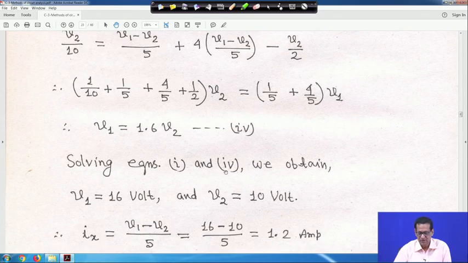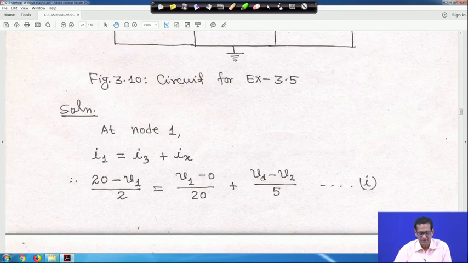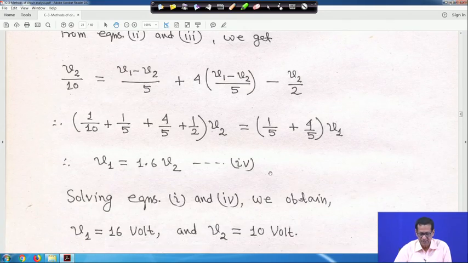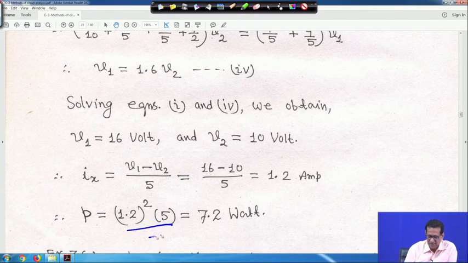Now, solve equations 1 and 4, in terms of V1 and V2. You will get V1 is equal to 16 volt and V2 is equal to 10 volt. And Ix is equal to (V1 minus V2) by 5 from that circuit, so you will get 1.2 ampere. And power is I square R, 1.2 square into 5, so 7.2 watt. This is the power, I square R, 7.2 watt. So, this is the answer.